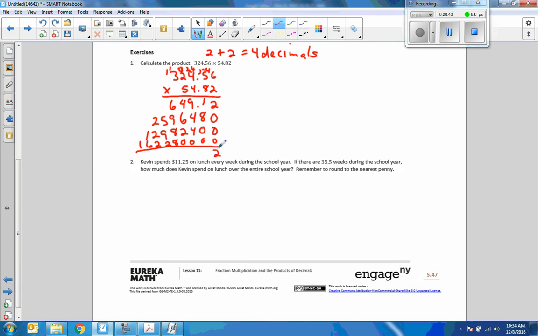Bring down the 2, bring down the 9. 9 and 4 is 13, and 4 is 17. 10, 12, carry the 1. 7, 16, 24, 32, carry the 3. 8, 17, 19, carry the 1. 2, 4, 6, 7. 7, 1.